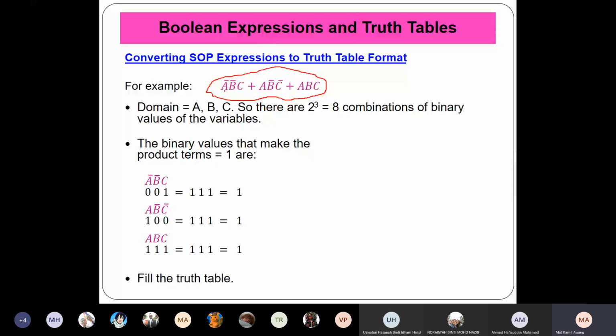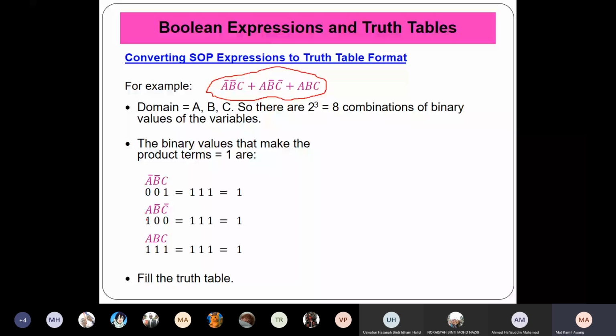Basically 0, 0, 0, 0, 0, 1, 0, 1, 0, 0, 1, 1, then 1, 0, 0, 1, 0, 1, 1, 1, 0, and 1, 1, 1. Okay? So those are the combinations. Then you go into the second step, which is the binary values that make the product terms equal to 1. So for this term, A bar, B bar, C, the terms are A0, B0, and C1, which make it 1, 1, 1. Then this will give 1.